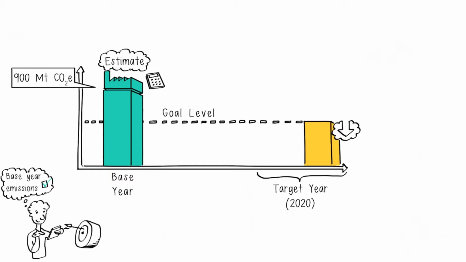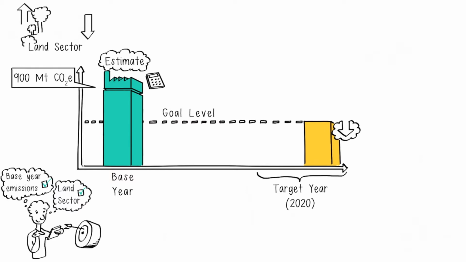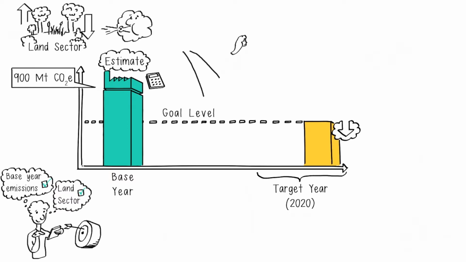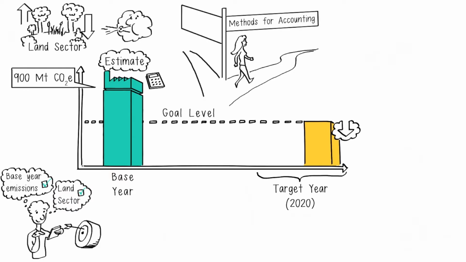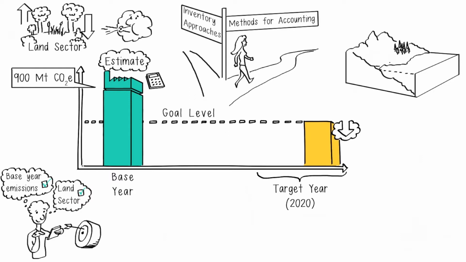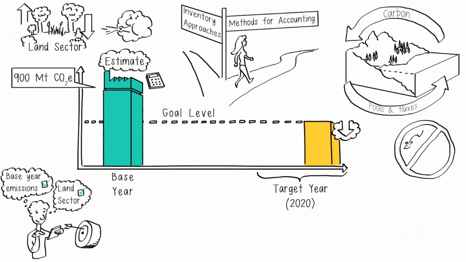The next step is deciding how to account for the land sector. Since a significant amount of emissions and removals from the land sector can be due to non-anthropogenic sources, for example windstorms, the jurisdiction may choose to apply methods for accounting for this sector that differ from inventory approaches. In our example, a land-based accounting approach is used with comprehensive coverage of all carbon pools and fluxes. No natural disturbance mechanism is adopted.